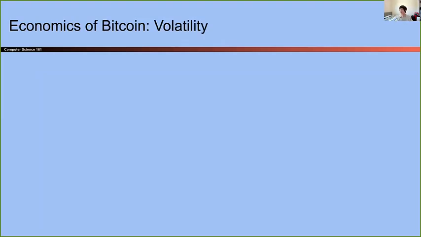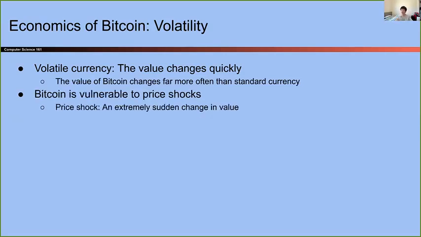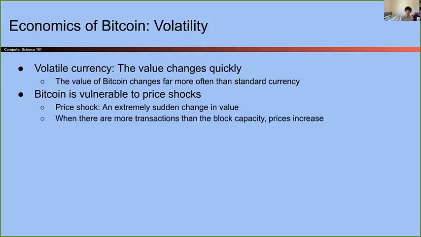What I do care about is volatility. This sort of has to do with the marketing thing I mentioned earlier, but the value of Bitcoin tends to change really quickly because it's not actually tied to anything that's valuable in the real world. So you can get these price shocks where the value changes all of a sudden. If there are more transactions than you can fit in one block per unit time, the price of transactions goes up. So these users are just saying, okay, I'll pay you half a Bitcoin to include my transaction.